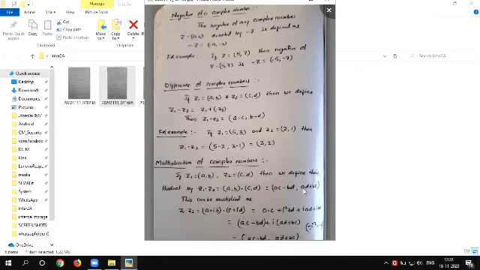In the complex number a plus ib, this i is the imaginary unit. The value of i squared is -1, so plus into minus gives minus bd. That is ac minus bd. Next, i is common in iad plus ibc. We take i common, and we get ad plus bc.